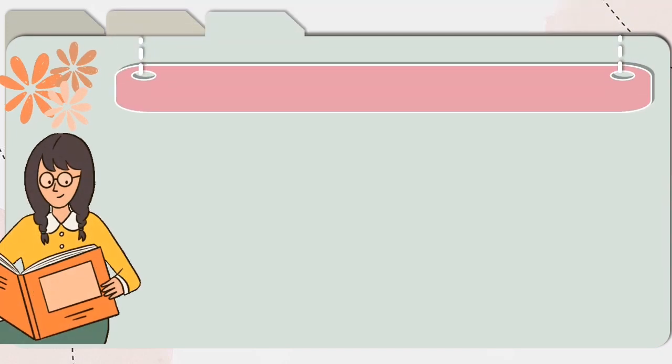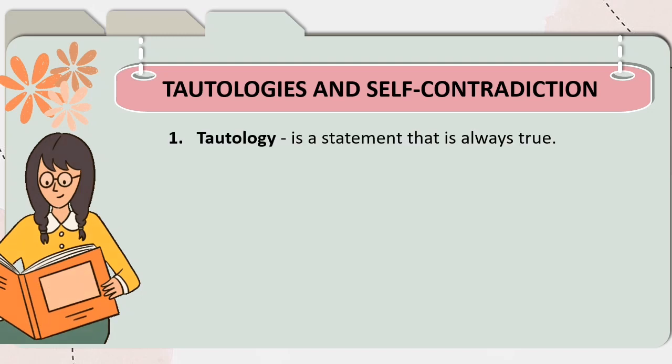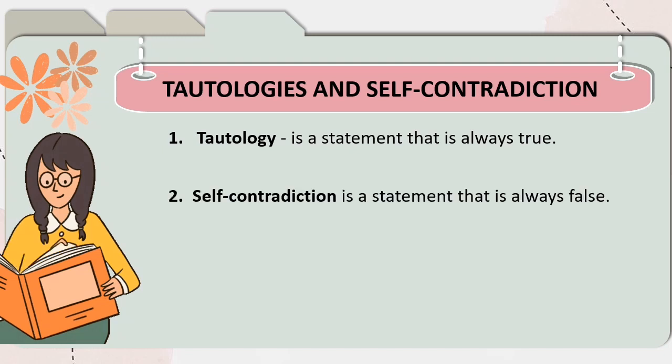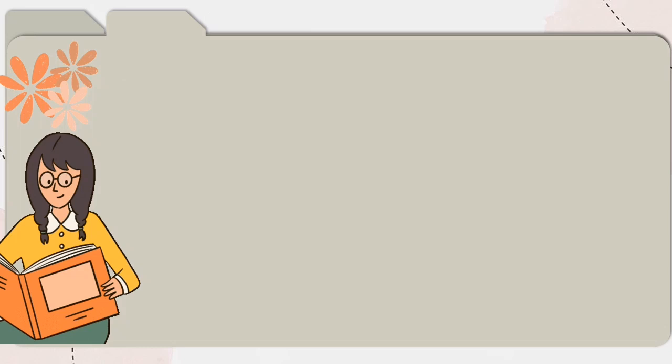Now let's go to our last discussion, which is tautologies and self-contradictions. A tautology is a statement that is always true. Second is the self-contradiction, a statement that is always false. And last is the contingency, if the last column has both true and false. Let me give you an illustration.